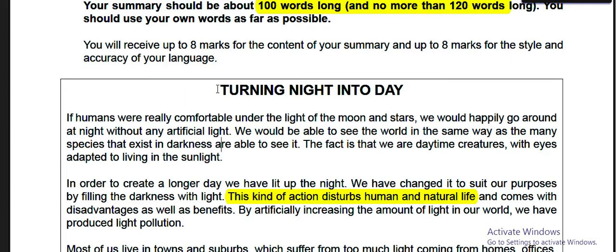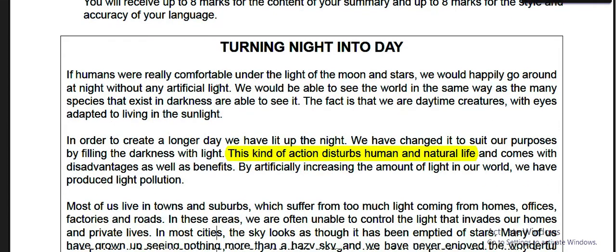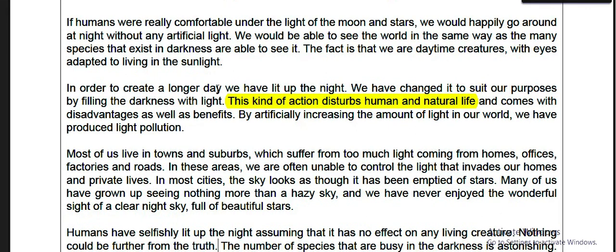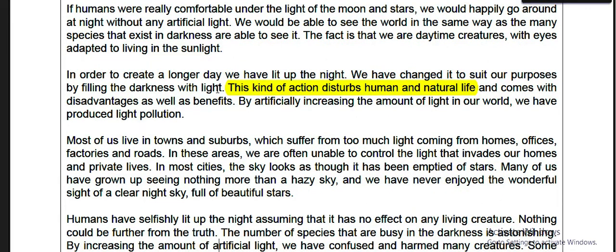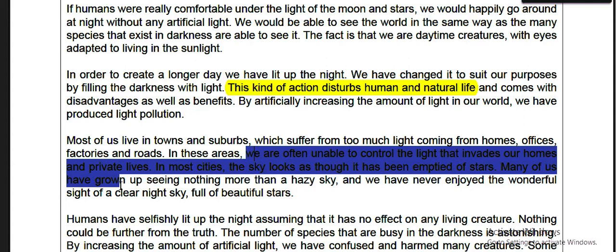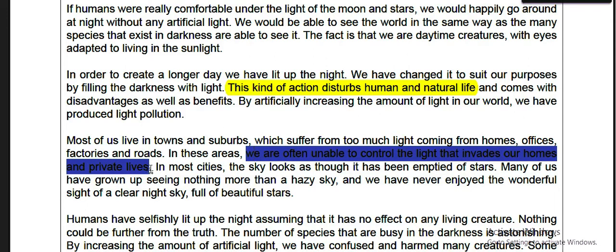So you can't be saying the negative aspect of light pollution is creating light pollution itself. No. All right, let's move on. So we found one point there. Let's move on. Most of us live in town and suburbs, which suffer from too much light coming from homes, offices, factories and roads. In these areas, we are often unable to control the light that invades our homes and private lives. That's another point given by the writer.